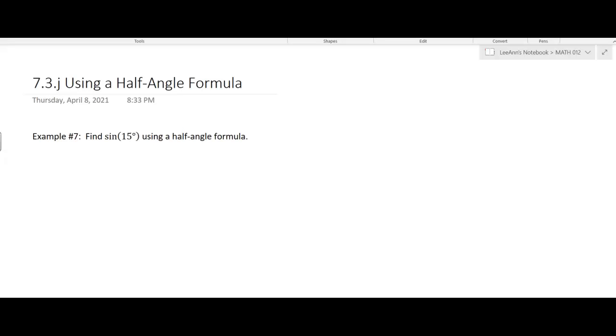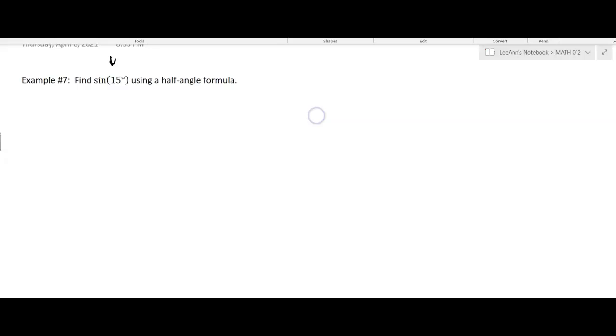Okay, so now we're going to use a half angle formula to find an exact value for the sine of 15 degrees. So we're not interested in using a calculator here. We're going to use a half angle formula. So let's write the formula.